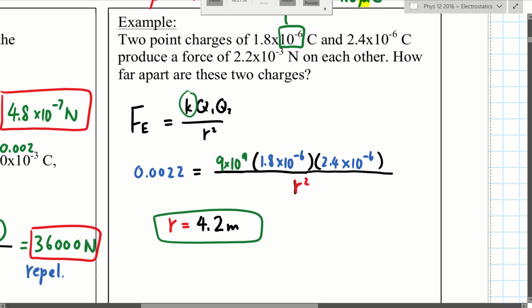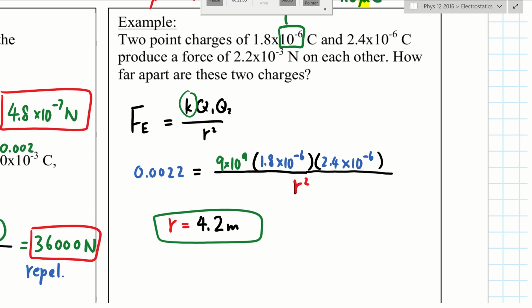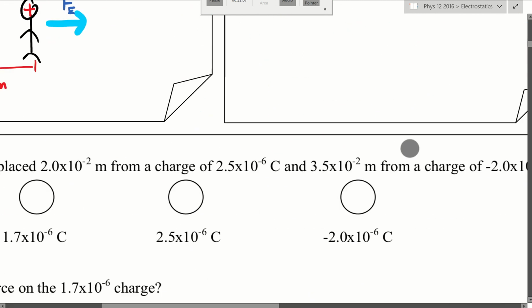So again, an easy one. You have all the information but one thing, just plug it in. All right, now this next one is going to be a bit more challenging. So we're going to move on to this.